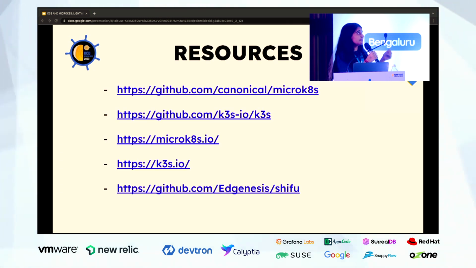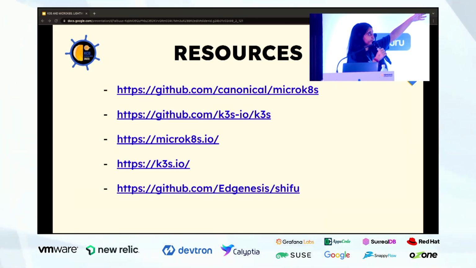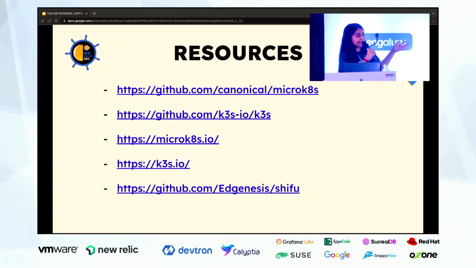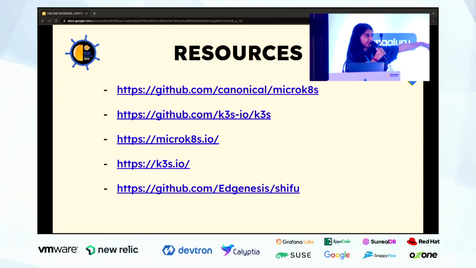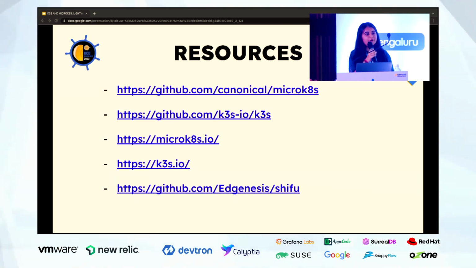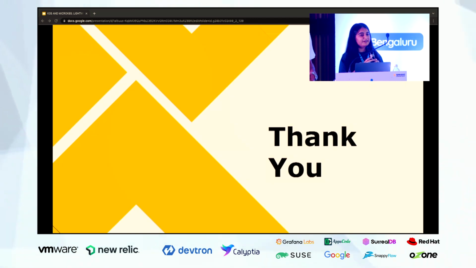Now, these are various resources which you can definitely refer to. These two are GitHub links for MicroK8s and K3s. You can definitely contribute to these if you want. And these two are the websites. If you want to learn more about MicroK8s and K3s, you can refer to these websites. And the last one is an add-on for MicroK8s, that is Shifu. It's very new in the ecosystem. If you are interested in IoT and creating microservices for IoT applications, you can definitely take a look at this.